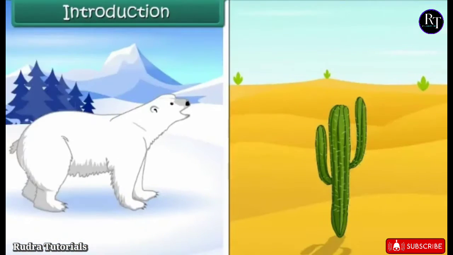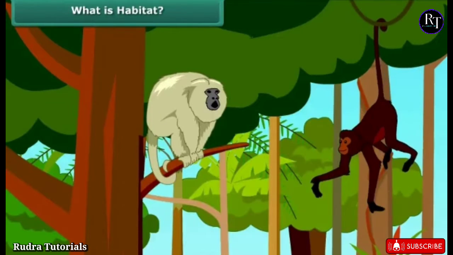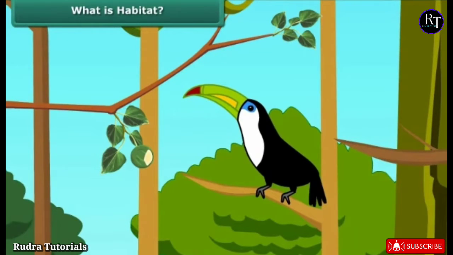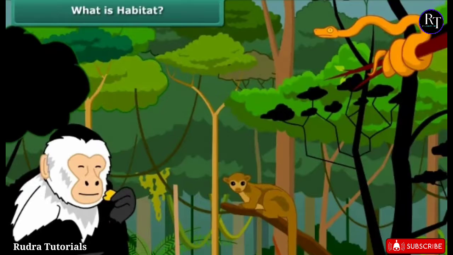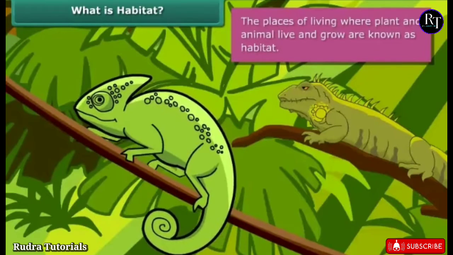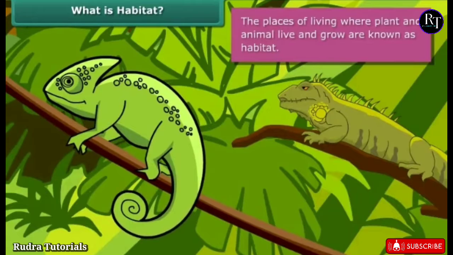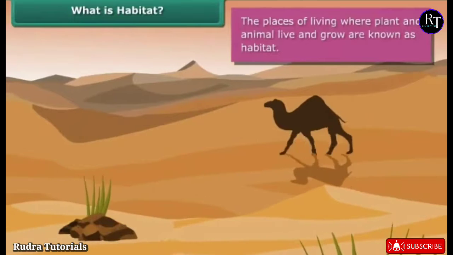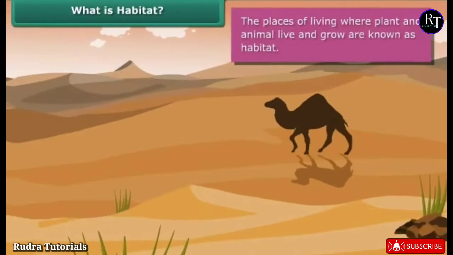These adaptations allow animals and plants to survive and grow in a particular habitat. In this lesson, we are going to learn how different plants and animals adapt according to their habitats. We all know that every organism requires some place where its basic necessities like food, water, and shelter should be met. This place of living where plants and animals live and grow is known as habitat. All living organisms should adapt themselves to their habitat to thrive and survive in the surroundings.